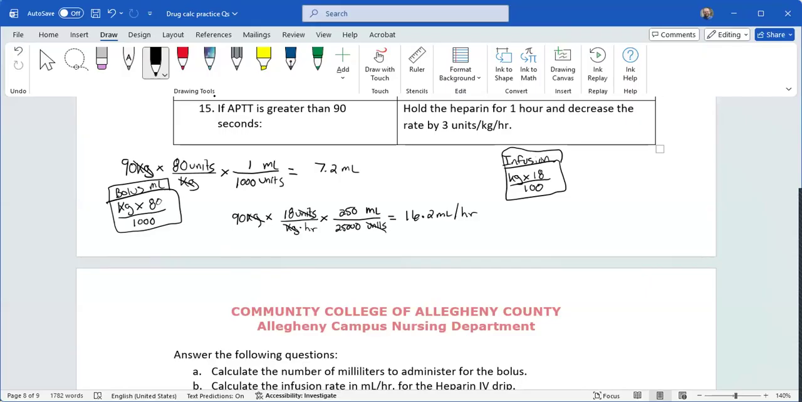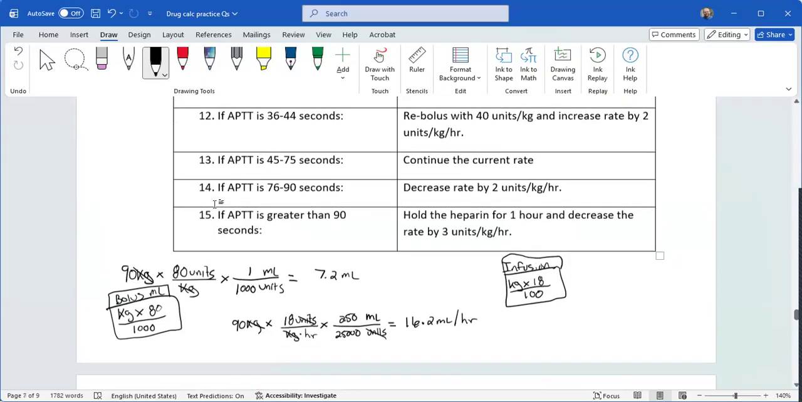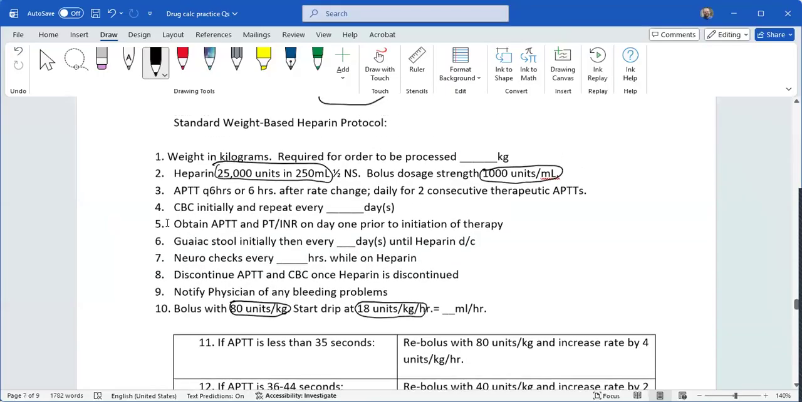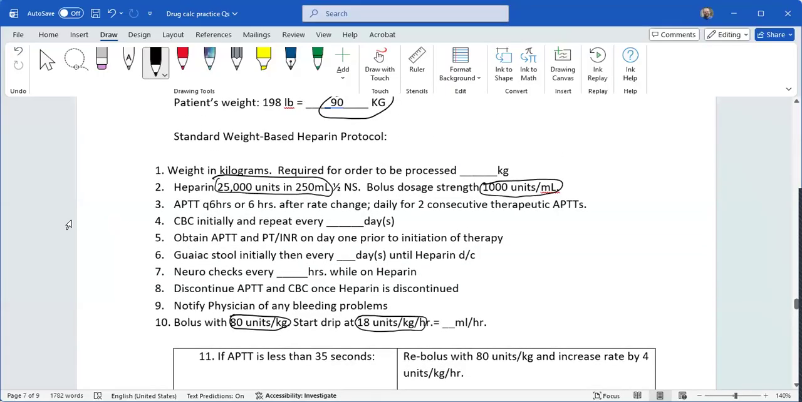Yes, can I see the beginning of the question, like from number 1 to 10? I just wanted to highlight something from there. Oh, you mean for the protocol? Yeah, just go ahead. Okay, number two, heparin 25 and 100, and the number 10 is the 80 units and 18. So that's what we are going to work on.